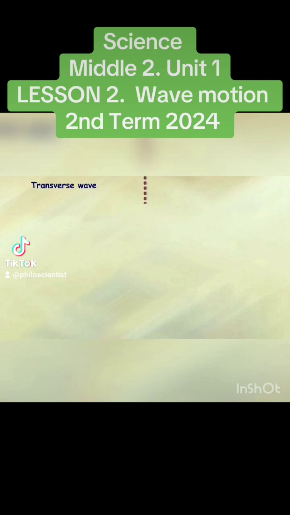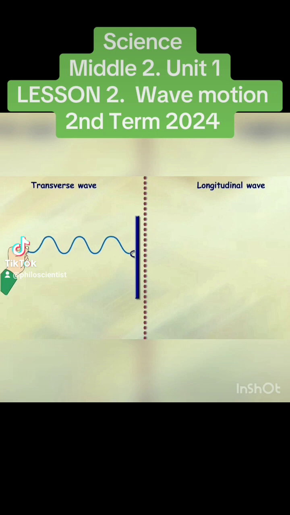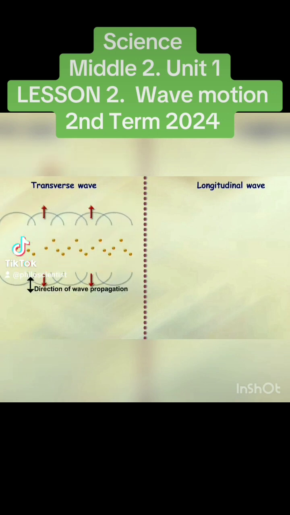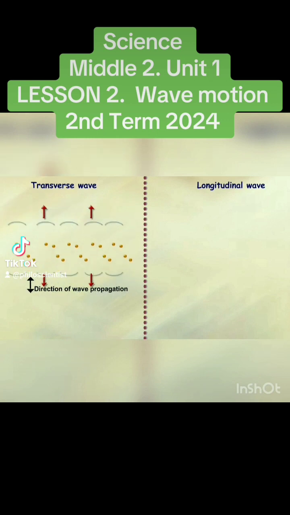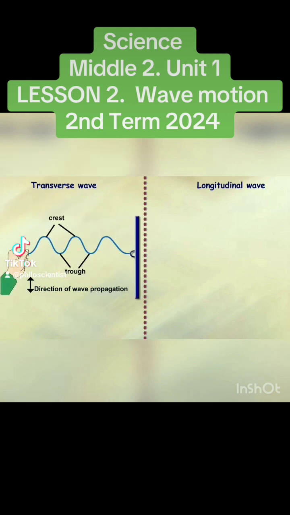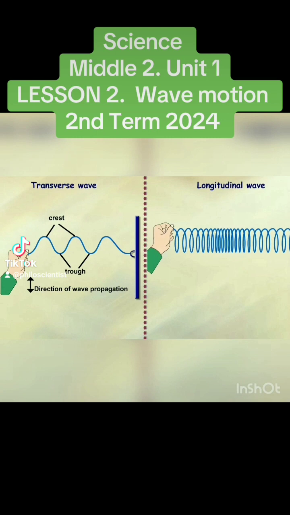First, the transverse and longitudinal waves. In the transverse wave, the direction of particle vibration is perpendicular to the direction of wave propagation. In the longitudinal wave, the direction of particle vibration is parallel to the direction of wave propagation.